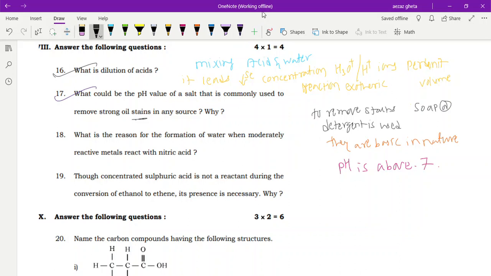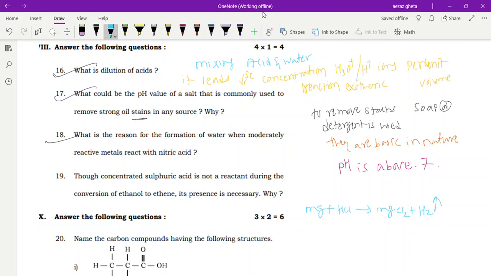What is the reason for the formation of water when a moderately reactive metal reacts with nitric acid? This is very important, and say the correct answer you should write. Simply you cannot write the reaction or other things. Okay, see, any metal reacts with acid. For example, think of magnesium. If it reacts with acid, it will give you magnesium chloride and hydrogen gas is liberated. Is it clear? Any metal, you know that metal displaces hydrogen gas. Okay, it is a common property of metals to displace hydrogen gas.